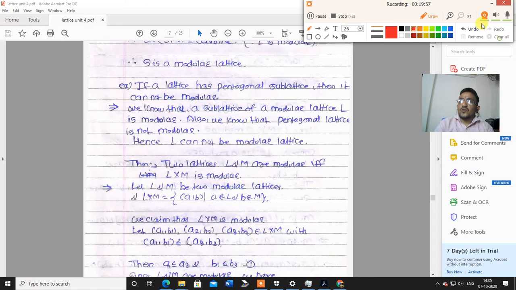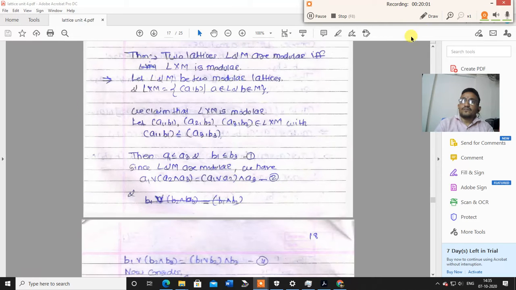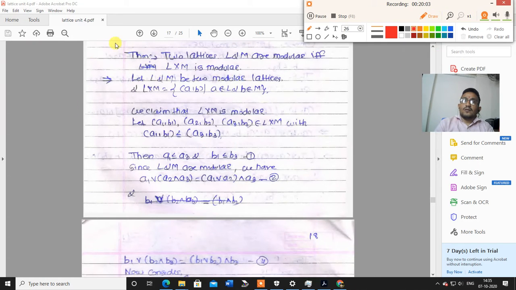Okay, so we have to show that, let L and M be two modular lattices. We define the Cartesian product L cross M as the set which collects the ordered pairs (a, b) such that a is an element of L and b is an element of M. And we claim that L cross M is a modular lattice.